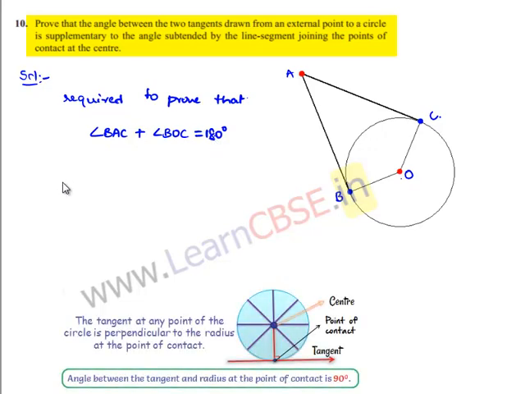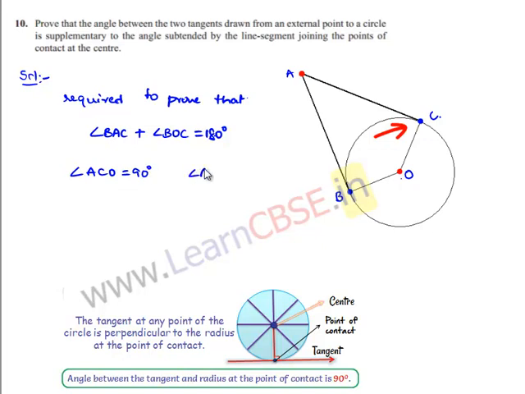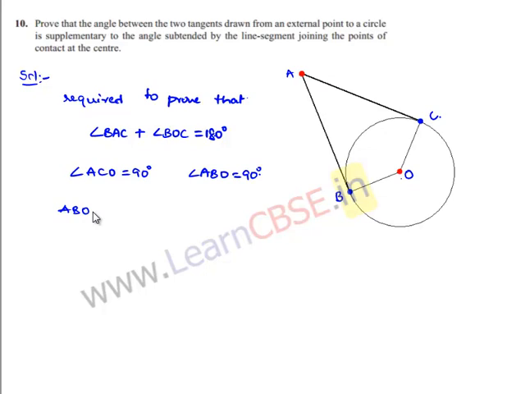Now we know that in a circle, if tangents are drawn from an external point, each tangent will be perpendicular to the line joining the center and the point of contact. Therefore, here angle ACO is equal to 90 degrees and angle ABO is also equal to 90 degrees. If we observe the figure clearly, ABOC formed is a quadrilateral.